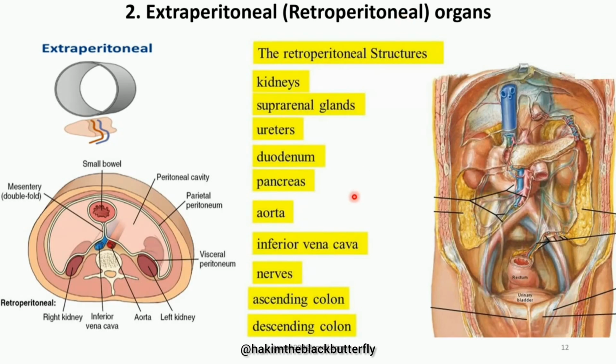Because of this, whenever patients get, let's say, kidney stones or pancreatitis, usually these patients will feel pain in the back because these structures are close to the back, not to what we are calling the anterior abdominal wall. If a patient gets an obstruction in the ascending colon or descending colon, they will feel pain radiating to the back because the structures are close to the back. So those are retroperitoneal structures.